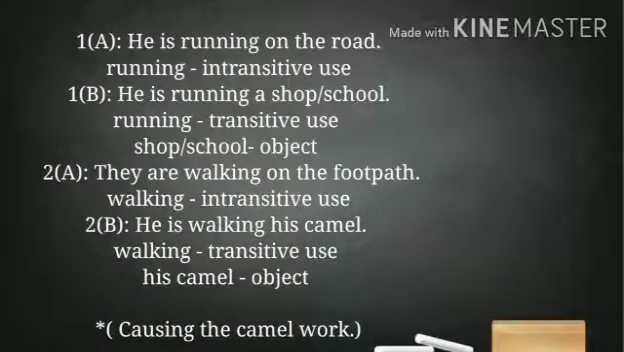They are walking on the footpath. Walking is intransitive. He is walking his camel. Walking is transitive because his camel is object. Here walking means, in this example, cause the camel to walk. Make the camel walk.